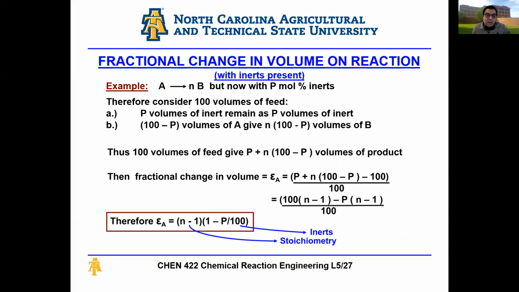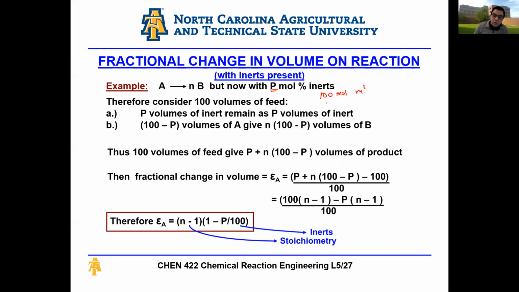A goes to NB, but now I have P mole percent inerts. So I have A going to B, but in the process I have some inerts or some impurities which are P mole percent. Okay. So let's consider 100 volumes of feed. P volumes of inert remain as P volumes of inert, right? So if I have 100 volumes of feed, so my feed, let's say, is 100 moles or 100 meter cubed.